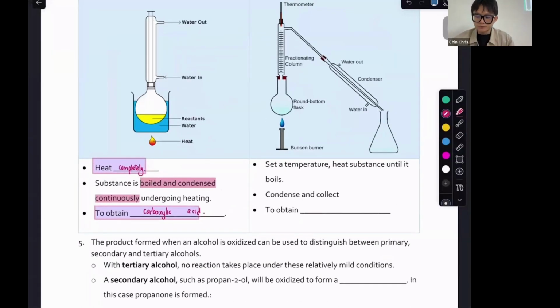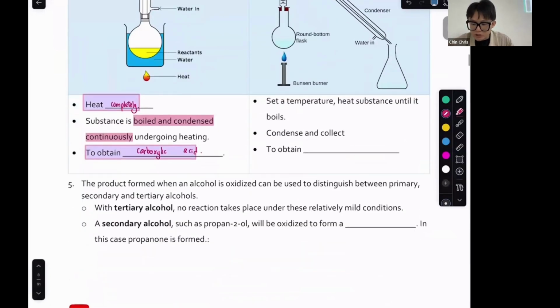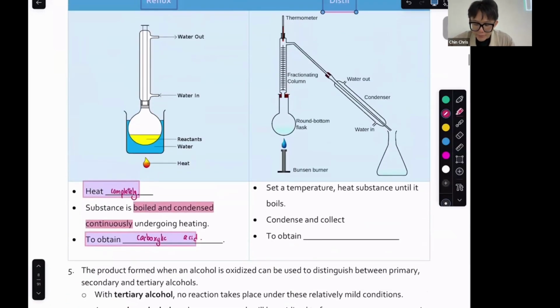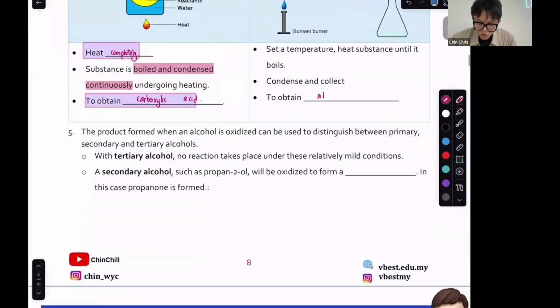Alright guys, what about distillation? If you are oxidizing under distillation, you set the temperature, for example, 85 degrees. You heat it until 85, then you condense it and collect the product here. So for distillation, it's always to obtain aldehyde. That's it.